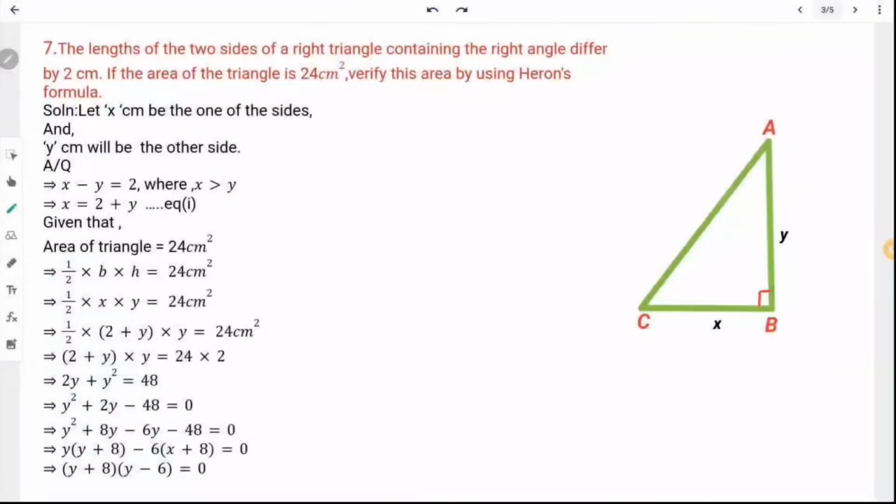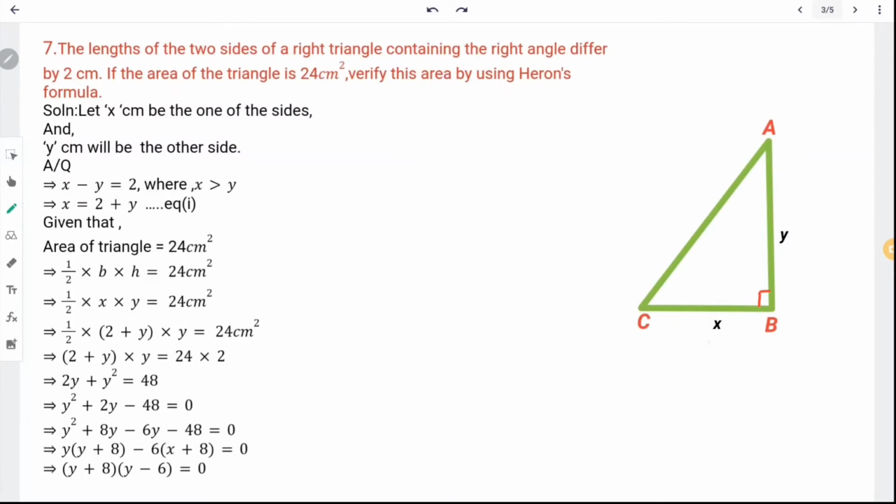All right, question number 7. The length of the two sides of a right triangle, so remember, a right triangle contains a right angle, differ by 2 centimeter. Here they have given us the area of the triangle, 24 centimeter square. But they want us to verify by using Heron's formula. We're asked to prove that by using Heron's formula, the area of the triangle is once again 24 centimeter square.